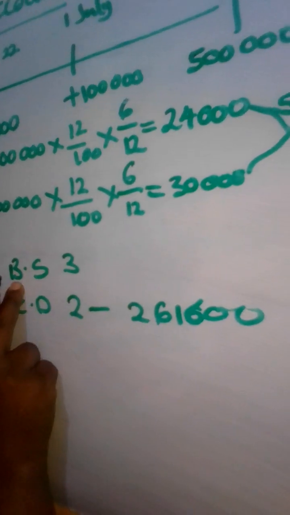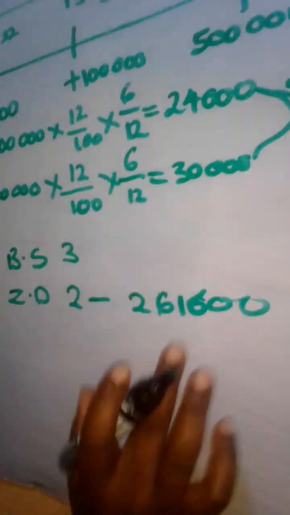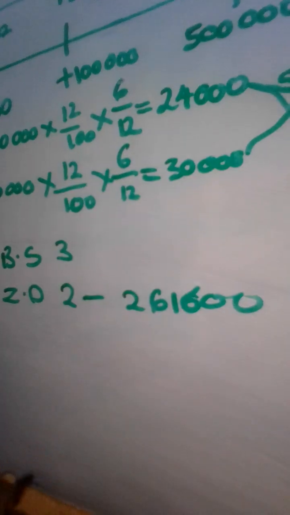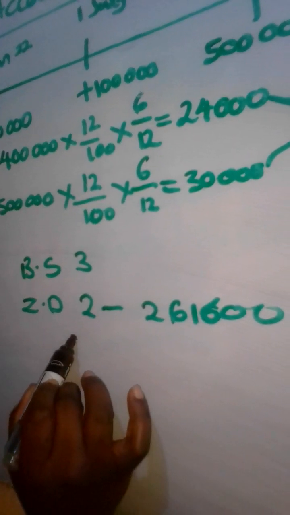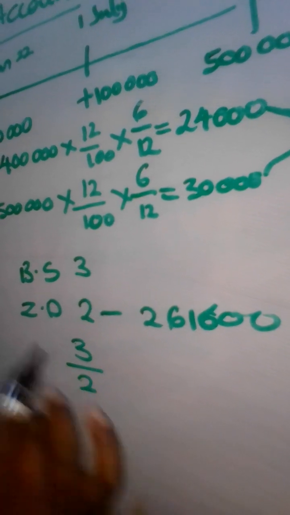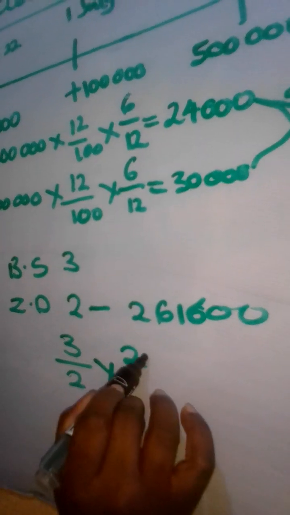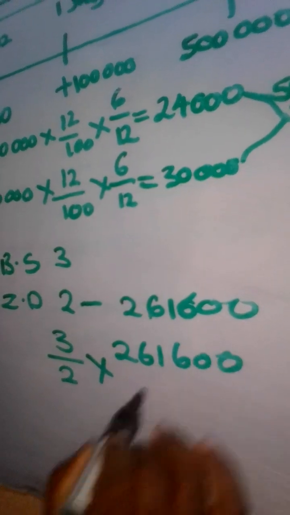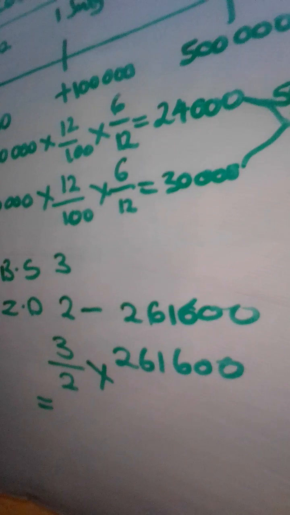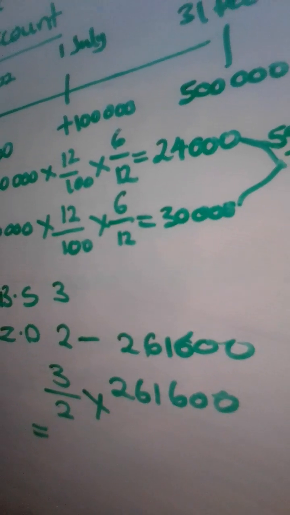261,600. But the one for BSAM, we do not know it. Okay, it's going to be a simple calculation. This is what you simply do. You simply say 3 over the 2 that we already know. What we want to calculate is the 3 multiplied by 261,600. Okay, let's go to our calculators and then see how much we're going to get.